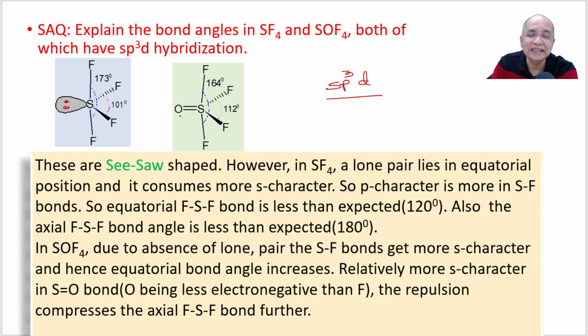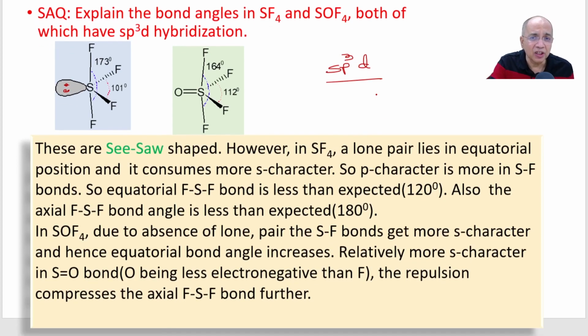And since oxygen is less electronegative, more S character is there here compared to others, there will be more repulsion to these bonds. So these bonds will be further compressed to the other side so that this angle becomes less than even 173, to 164, because oxygen is relatively less electronegative. So the S character is more, so that will have a greater repulsion between the more P character SF bonds and will compress more. That explains nicely, more convincingly, the observed bond angle.